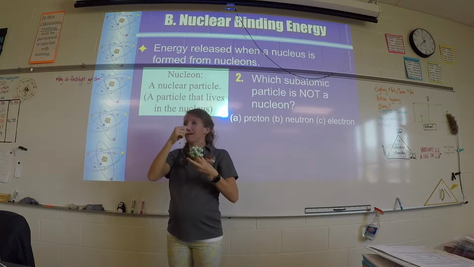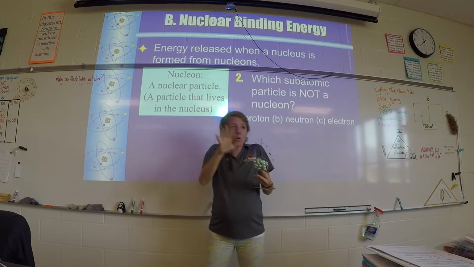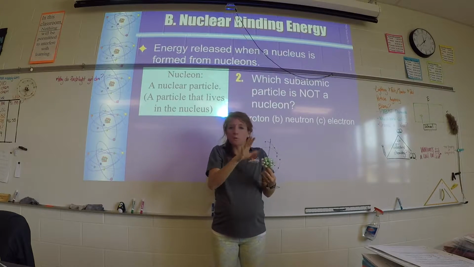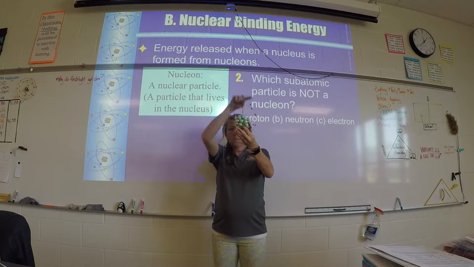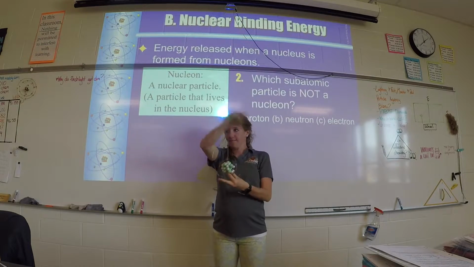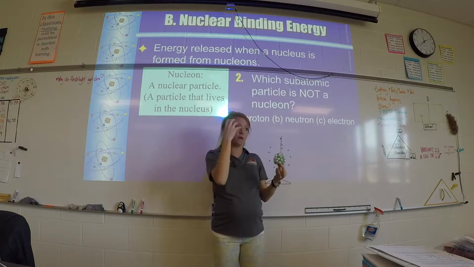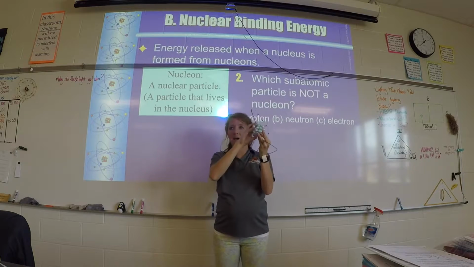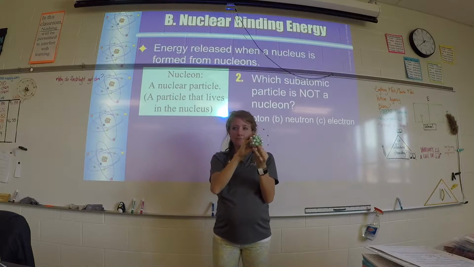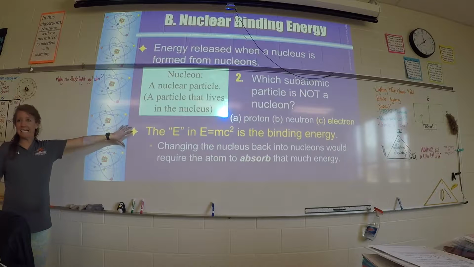The electrons are outside. So once again, core idea of this entire unit: when we're talking about all these things, the electrons are just orbiting. They don't have anything to do with what is happening. It's all about what's happening inside the nucleus. So E is that binding energy that's holding that nucleus together.